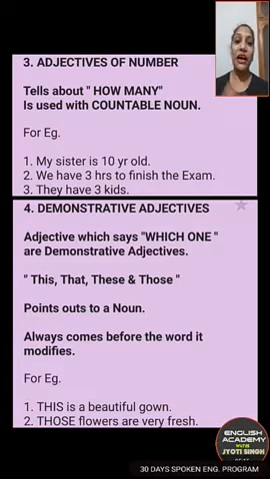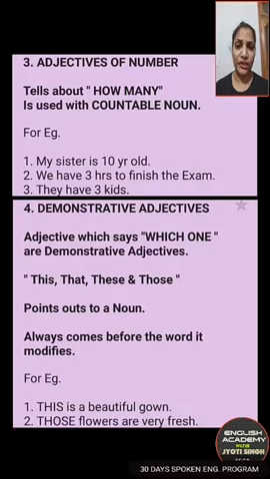Same way, we have 3 hours to finish this exam. So here I'm explaining that I have got 3 hours to finish this exam. So again it's telling you about the number, right? It is telling you about the exam, the timing, okay? They have 3 kids. They have kids. It could be 1, it could be 2, it could be 5, it could be 4. But here the number 3 is giving you additional information about numbering, that they have 3 kids. Okay, let's move to the fourth, demonstrative adjectives.